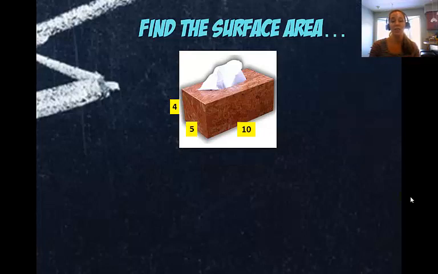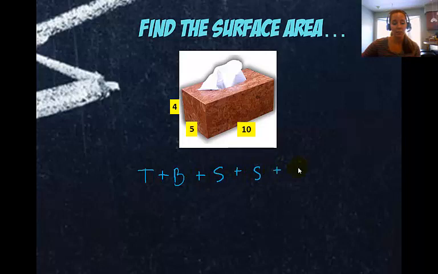So let's start with this problem. Find the surface area of this Kleenex box. It doesn't really matter what order you do it in, but here's what I typically tell my students. It's the little Mrs. Landers trick, Mama L's trick: top plus bottom plus side plus front plus back. That helps you keep track of it.